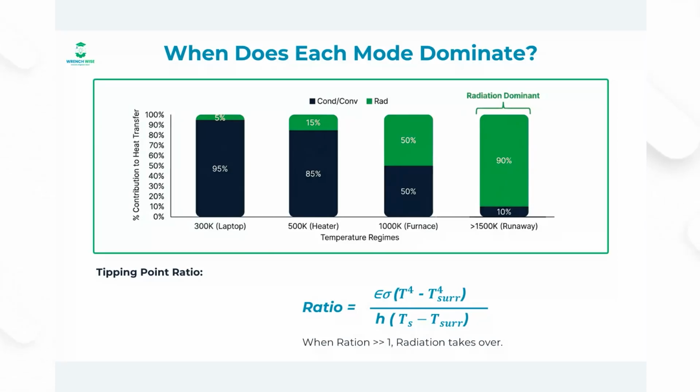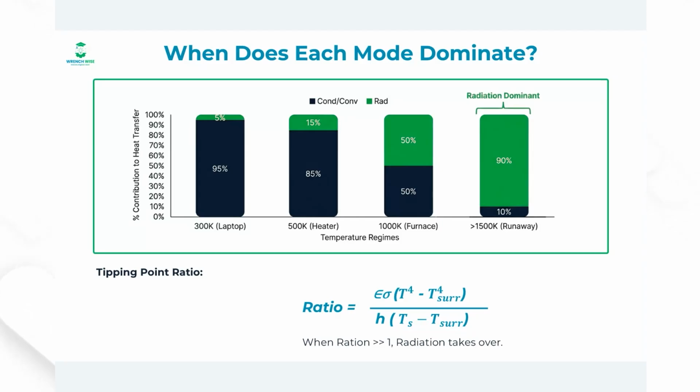And at temperatures greater than 1500, let's say, like your battery thermal runaway, this is the critical regime for designing your battery safety. Radiation dominates at 90%. Convection and conduction are now minority players. If you try to model a battery fire using only conduction and convection, you are neglecting 90% of the energy transfer. So how do we know when to switch?